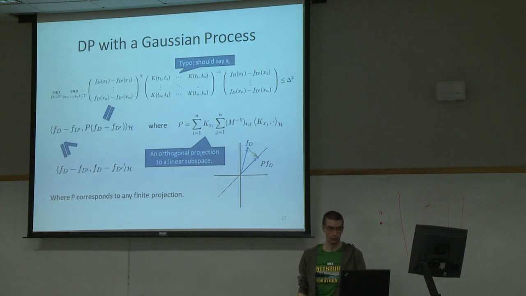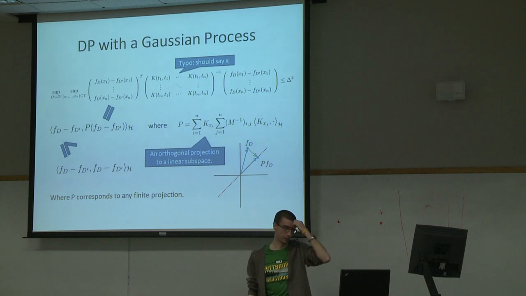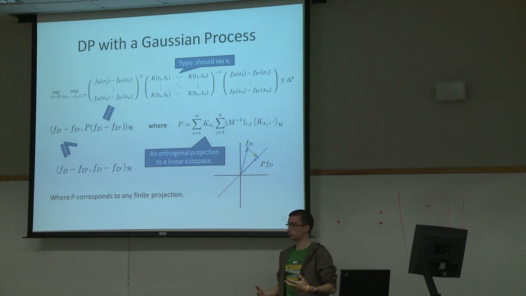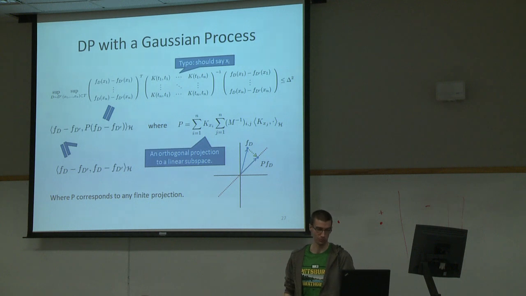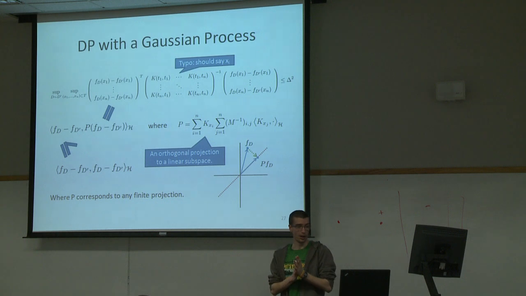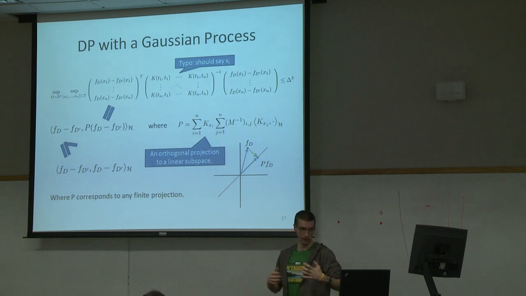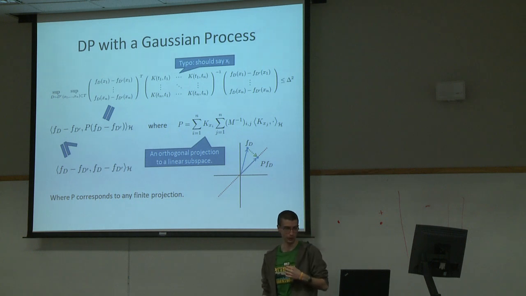Unfortunately, I have to write it as this summation. I can't write it as matrices, which would make everything eminently clear, because it would require vectors where the elements are functions, and that would be kind of ugly. But anyway, this projection p is exactly the same as just an orthogonal projection to a linear subspace, right? This is something that should be quite familiar from linear algebra. If this RKHS was Euclidean space, this would be very much easier to describe.